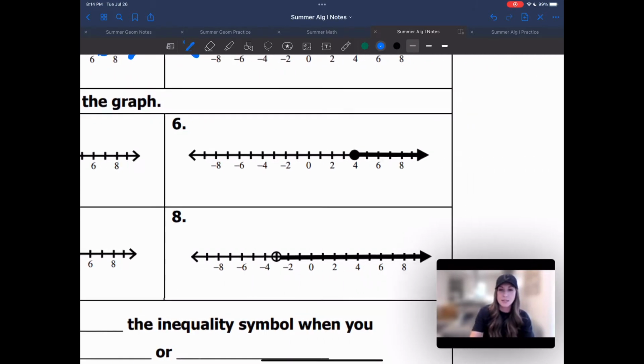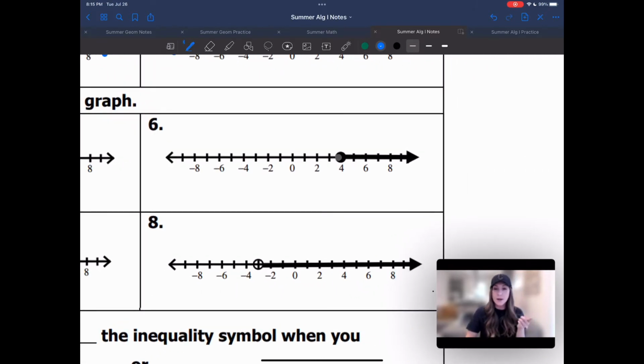Okay, number 6. Let's try this one. Well, right away we can see it's a closed circle, so we're going to have the little line underneath our inequality symbol. Let's put our X over here. Let's see, our number is going to be 4. Okay, and then it is shaded to the right, numbers greater than or equal to 4. So I'm going to say X is greater than or equal to 4, just like that.